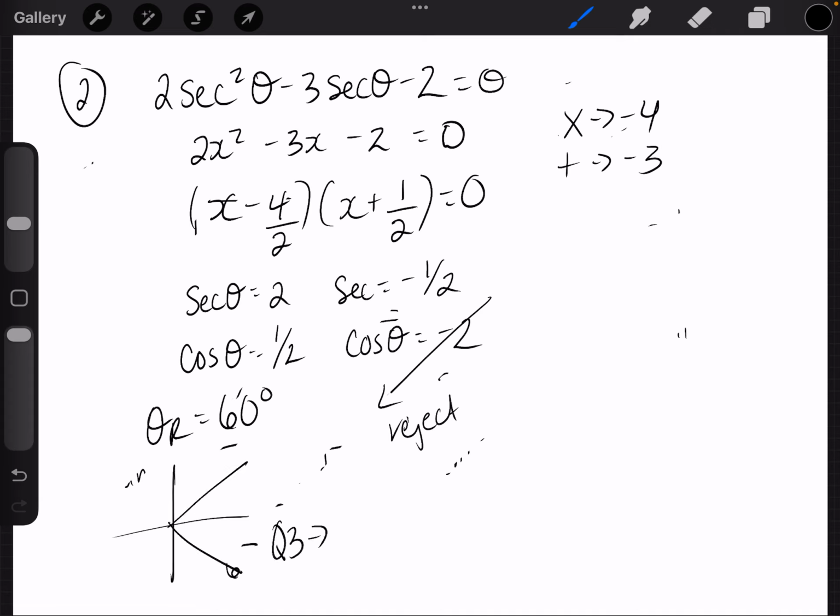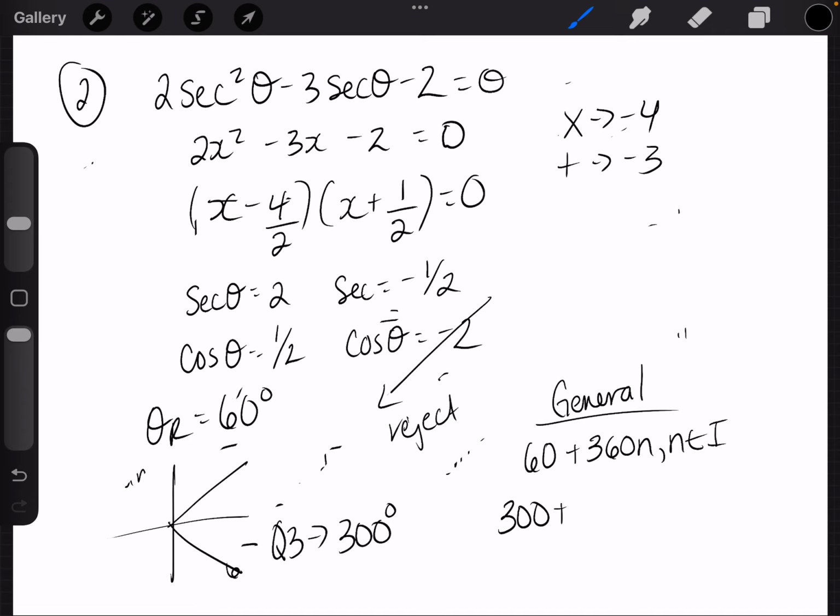In quadrant 3, that angle is 300 degrees. So as a general solution, I have 2 answers. I have 60 plus 360n, n an integer. And I have 300 plus 360n, n an integer.